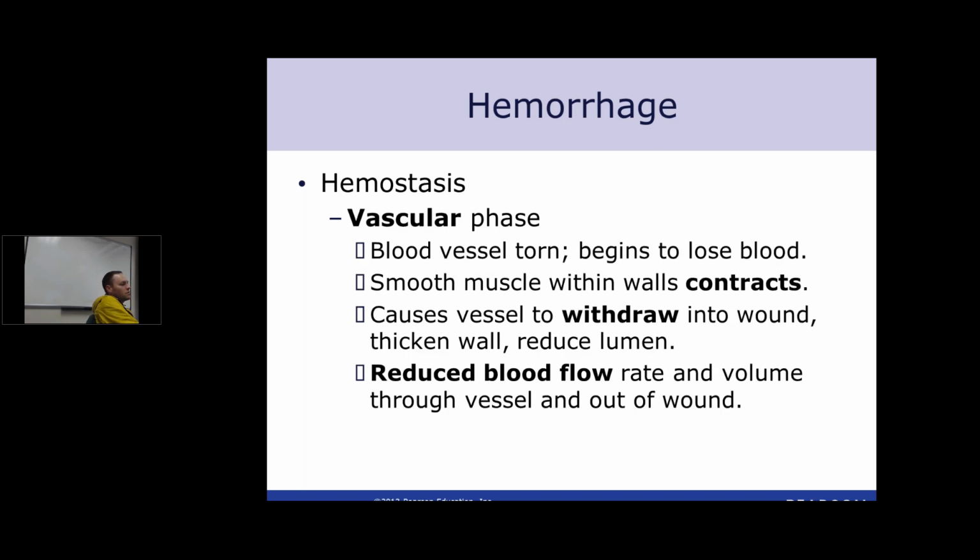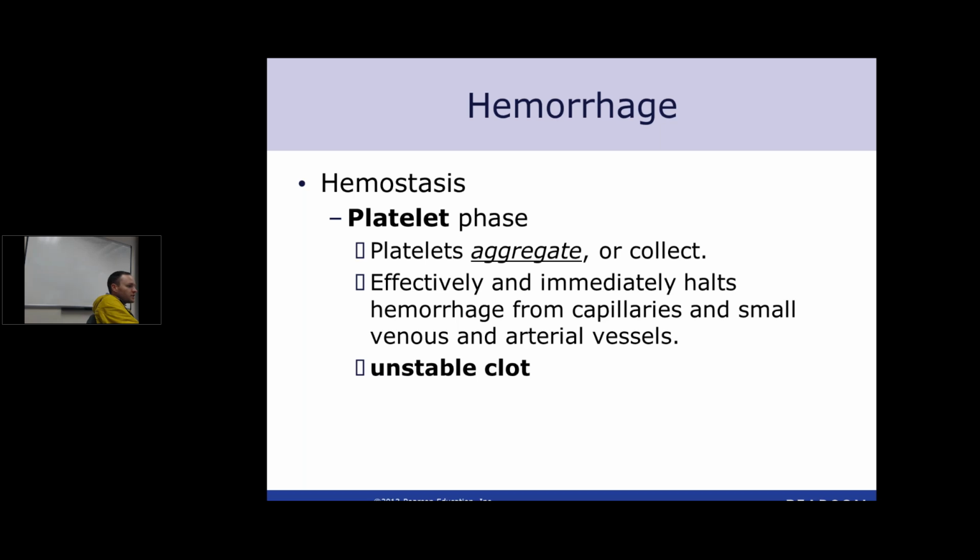Vascular phase is you get a torn blood vessel or whatever, and what happens when a blood vessel gets injured? It constricts, right? Just slow down blood flow to minimize loss. So that's your vascular phase, is that vasoconstriction. And it causes reduced flow to the area that's injured. The platelet phase is you get an aggregation of platelets. You get a clumping of platelets. It's an unstable clot. Why?